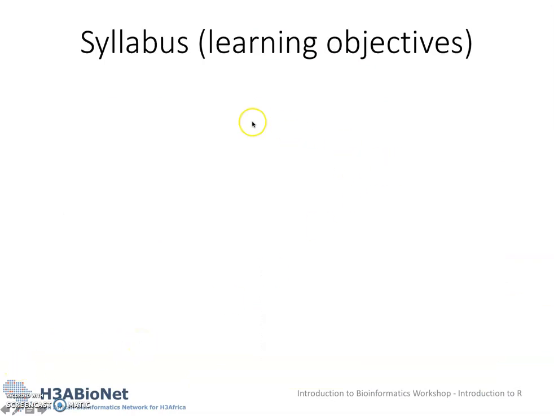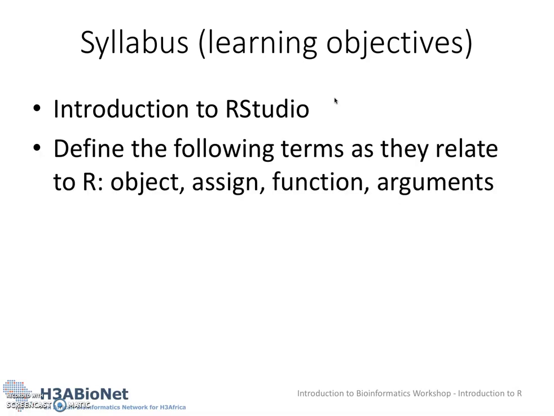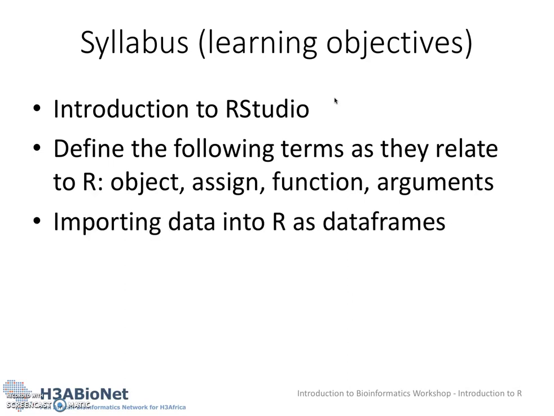So let's look at our syllabus and our learning objectives for this module. We're going to do an introduction to R Studio. We're going to define the following terms as they relate to R. What is an object? What does it mean to assign? What is a function? And what are arguments in functions? We're also going to learn how to import data into R as data frames, which is really one of the key skills that you need if you're importing your own data that you need to analyze.